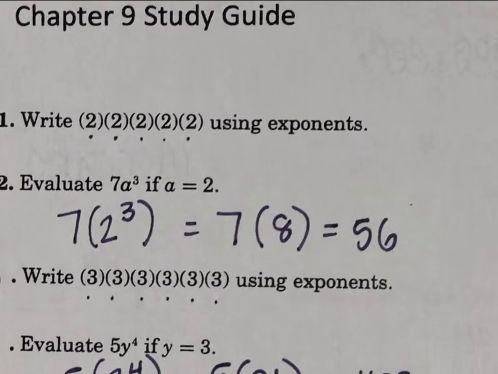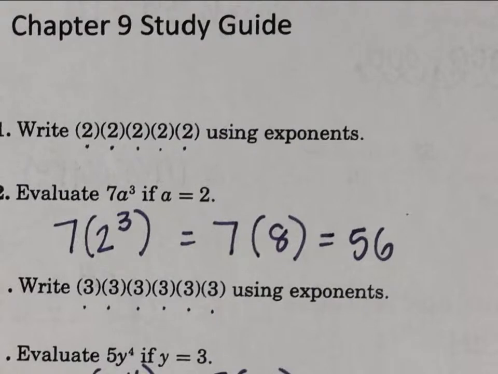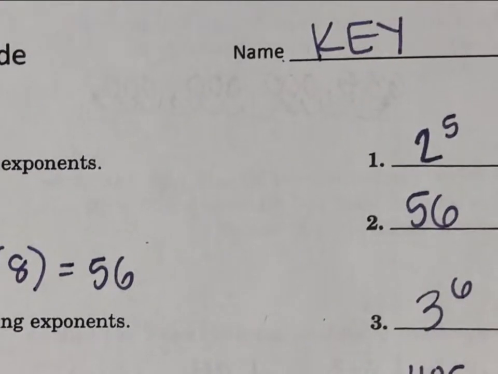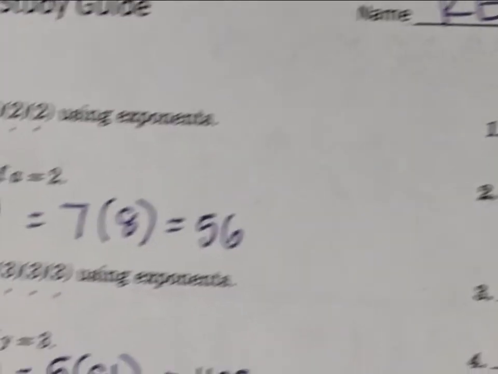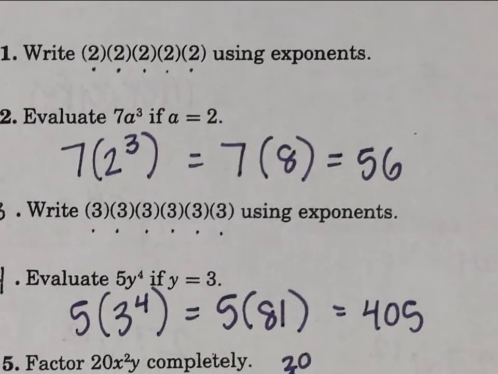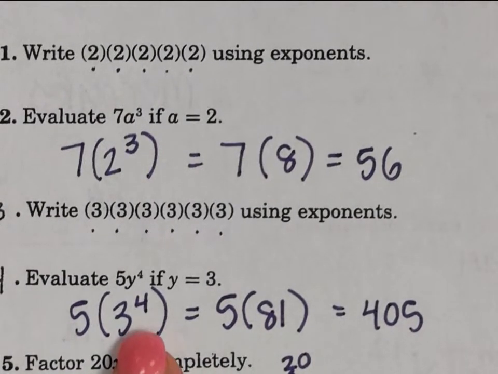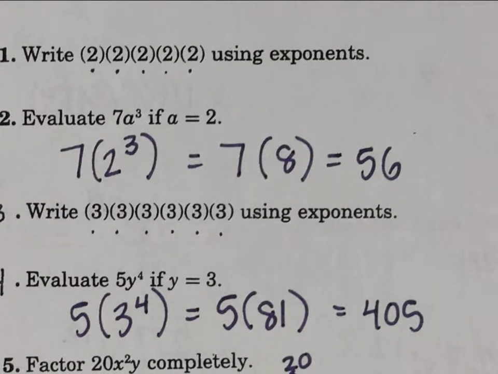Number 3, exactly like number 1. How many 3's do I have? 6. So that should be 3 to the 6th power. And number 4, exactly like number 2, I have to evaluate the y to the 4th first. So since y is 3, that means I've got 3 to the 4th times 5. 3 to the 4th is 81. So multiply that by 5 and your answer is 405. So you've got to do those exponents first.